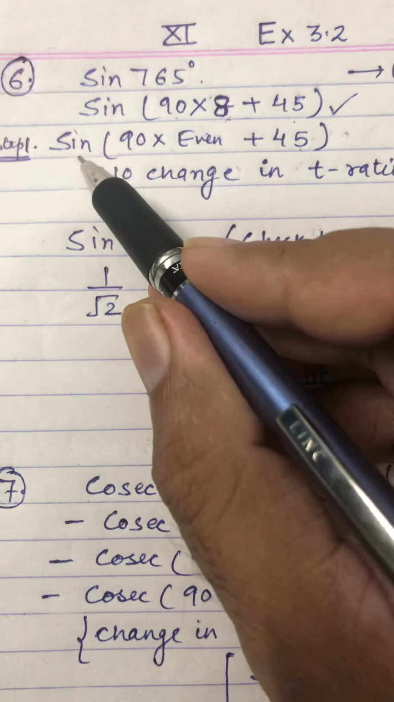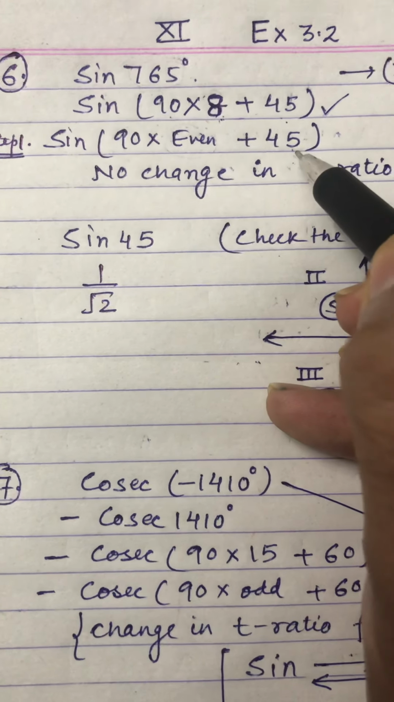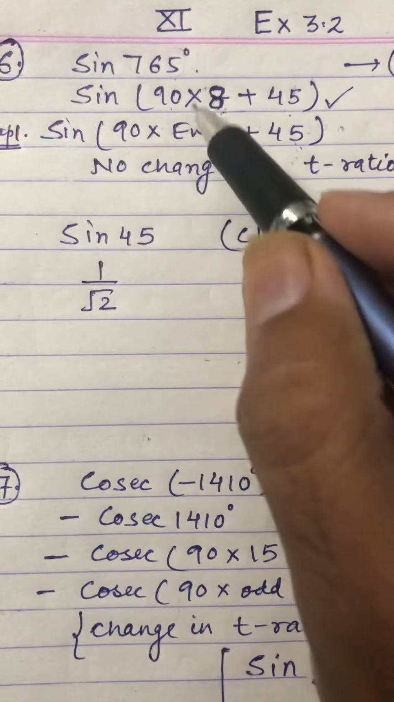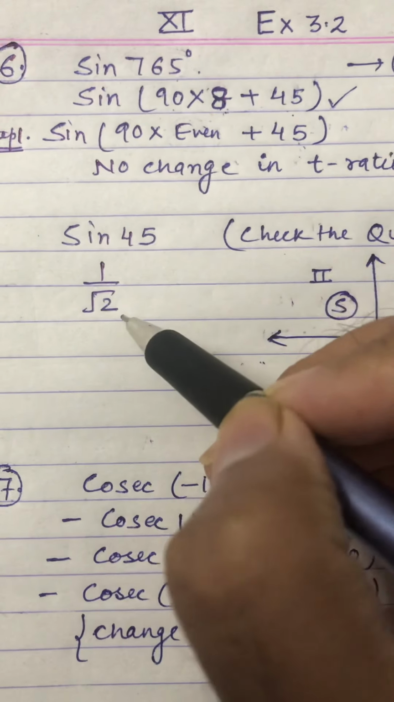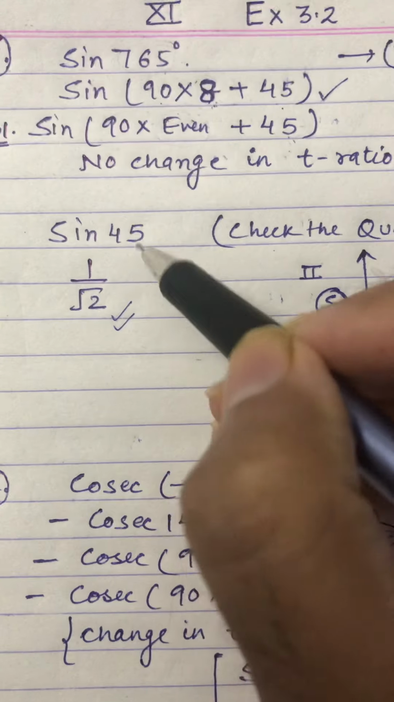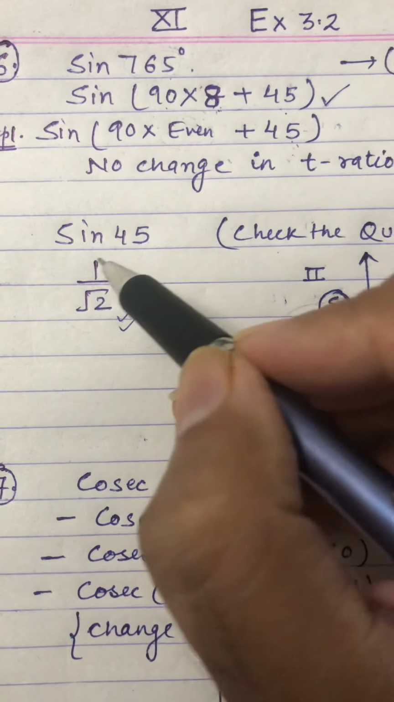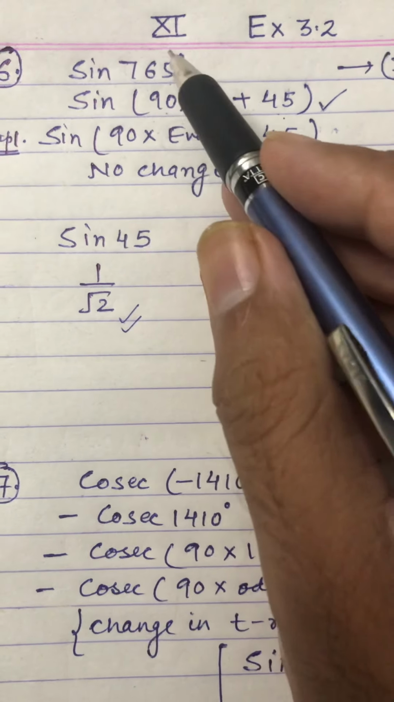So what is the answer? Sine of the remainder part. The remainder will be 45 when you divide it by 90. So the answer will be sine 45. Now the value of sine 45, you know, is 1 by root 2. After writing the value of sine 45 as 1 by root 2, you will see in which quadrant this angle lies.